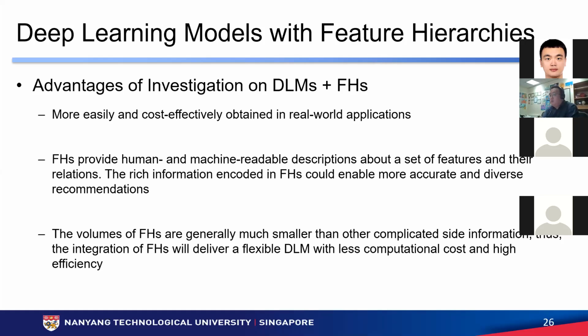Also, the feature hierarchies provide rich information, and if we leverage them in the correct way, we can often get more accurate and also sometimes diverse recommendation results. Another thing is that the feature hierarchy is not very heavy and is quite lightweight. So when deep learning models leverage those feature hierarchies, the computational cost turns out not to be that high. So it is quite efficient, and there are these several advantages if you leverage feature hierarchies in deep learning models.